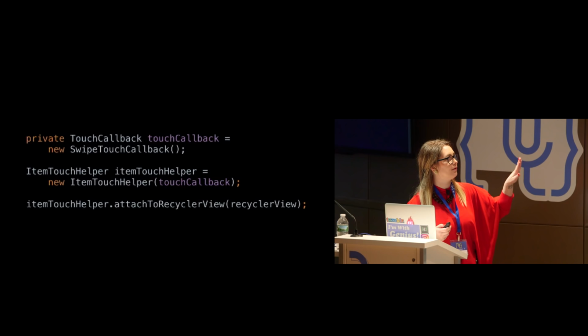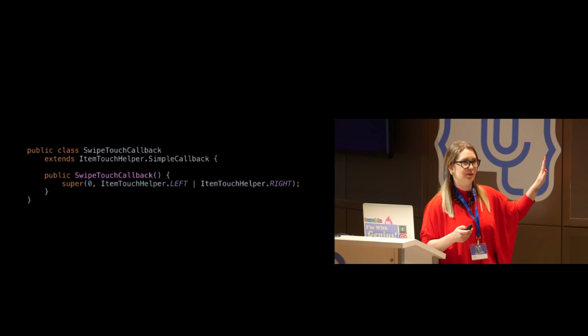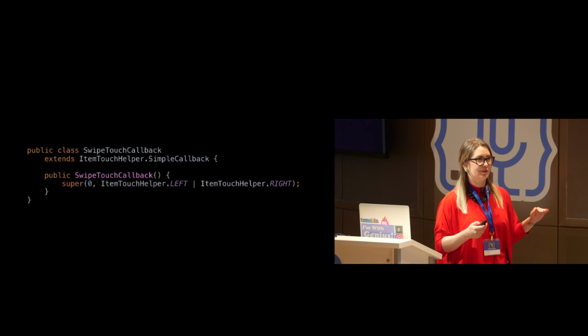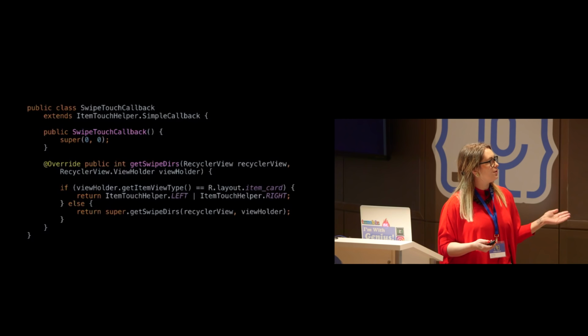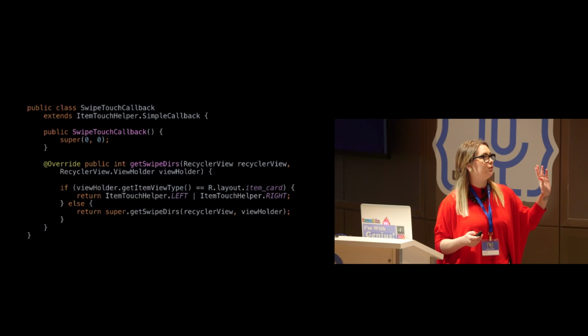Inside your callback, there are two arguments for the constructor. The first is the flags for dragging and dropping, which directions you would like people to drag and drop. The second is which directions you want to swipe. If you don't want to drag and drop, pass zero. If you don't want to swipe, pass zero. If you only want to swipe certain items or drag and drop certain items, pass zero. And then you can override getSwipeDirs or getDragDirs. And you can check whatever criteria you want about your view holder to decide whether or not it's one that you want to be swipeable or drag droppable. You can even have one default for the whole list except for certain views.